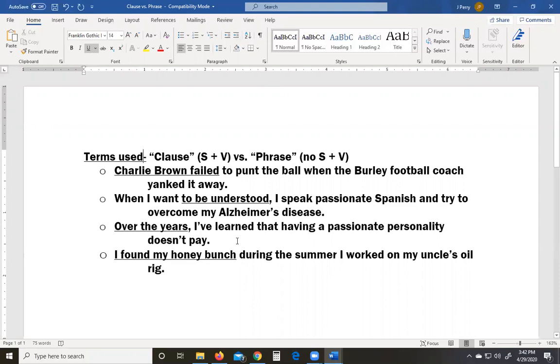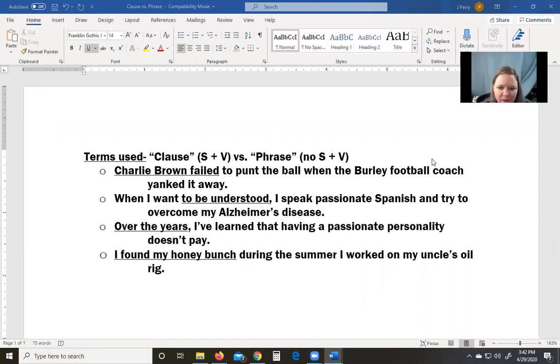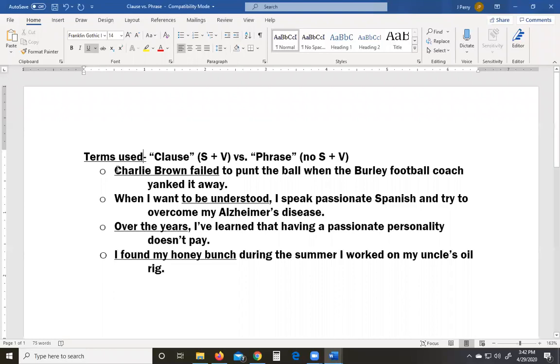So any clause that exists, basically as a clause, it's got a subject and a verb. That's all it needs. There are different types of clauses. We'll talk about those later. A phrase has no subject-verb thing going on here. So for example, this first underlined portion, Charlie Brown failed to punt the ball when the burly football coach yanked it away. Charlie Brown failed, that is a clause. When I want to be understood, I speak passionate Spanish. So this underlined portion, to be understood, is a phrase because there's no subject here.